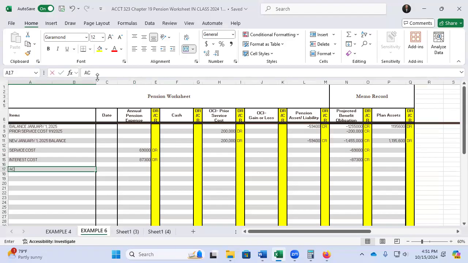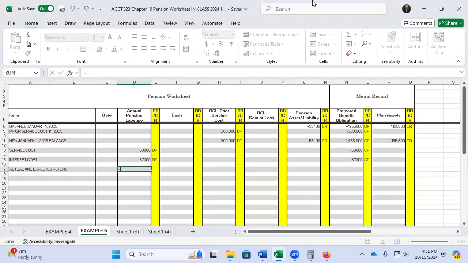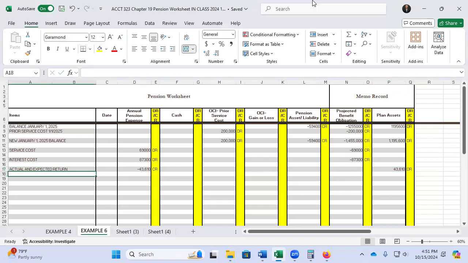We have our actual and expected return on plan assets. Remember, this one's going to be a credit. It's going to reduce what we owe. And so that's 43,610. And that's increasing our plan assets. So it's going to be a debit there.